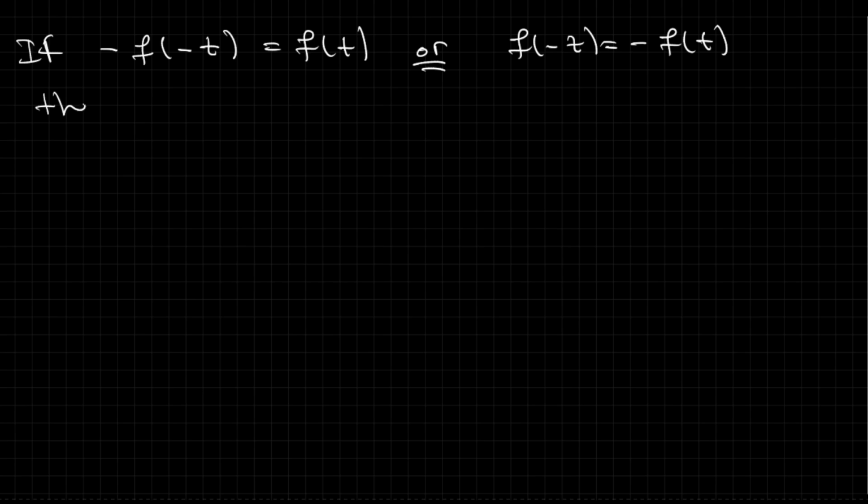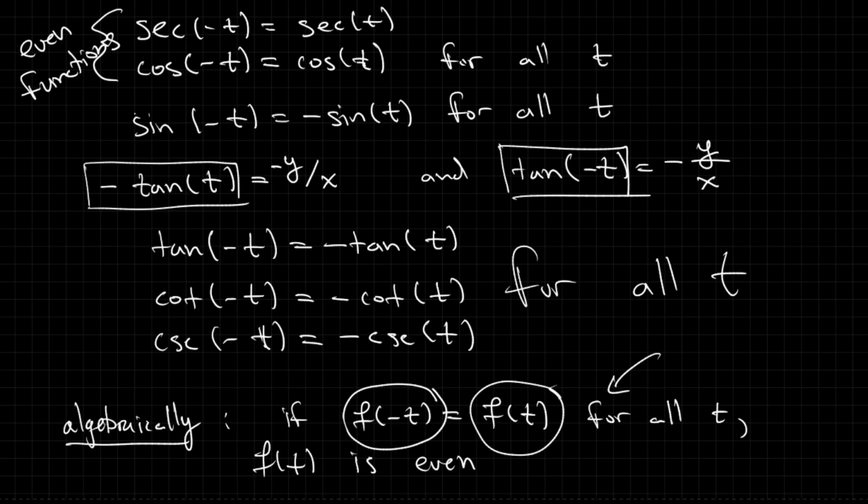And this has to be true for all t, I should say. So for all t, then f of t is odd. And so the result here is that these functions are all odd. And when we examine their graphs, we'll see that if you reflect these functions about the x and y axis, you get the same graph.